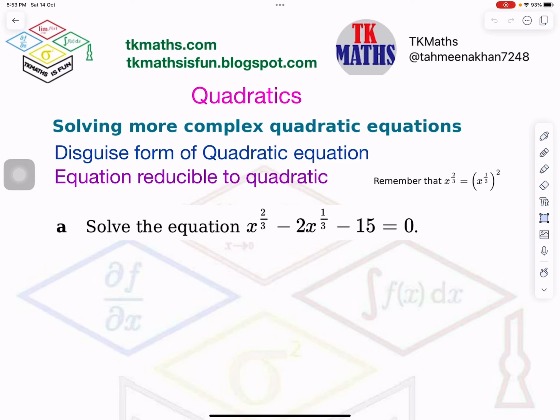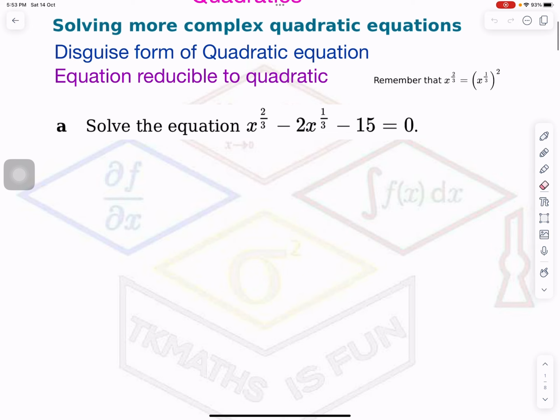In today's video, we will solve a question on quadratic. It is known by three different names. Some people say solving more complex quadratic equation. Sometimes it is a disguised form of quadratic equation or equation reducible to quadratic. So how do we handle this type of question? I have taken three examples here. So let's see. If one video will be longer, I'll divide it into parts. So let's start this one.